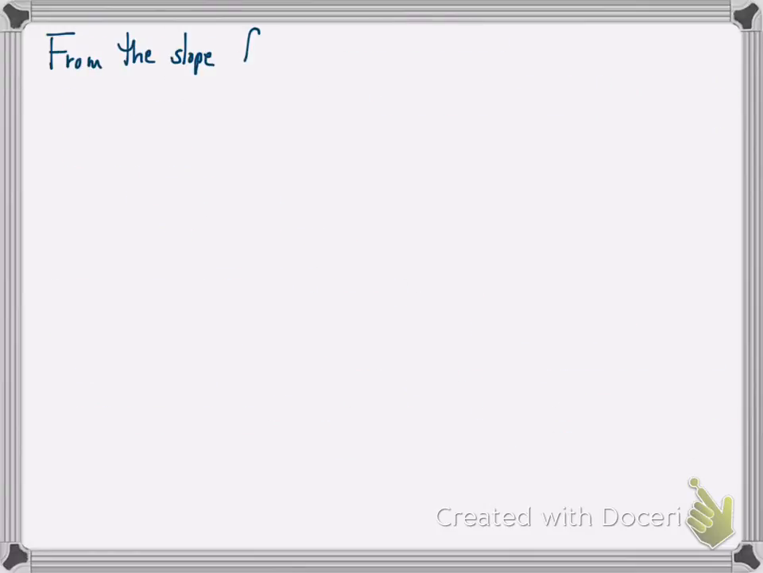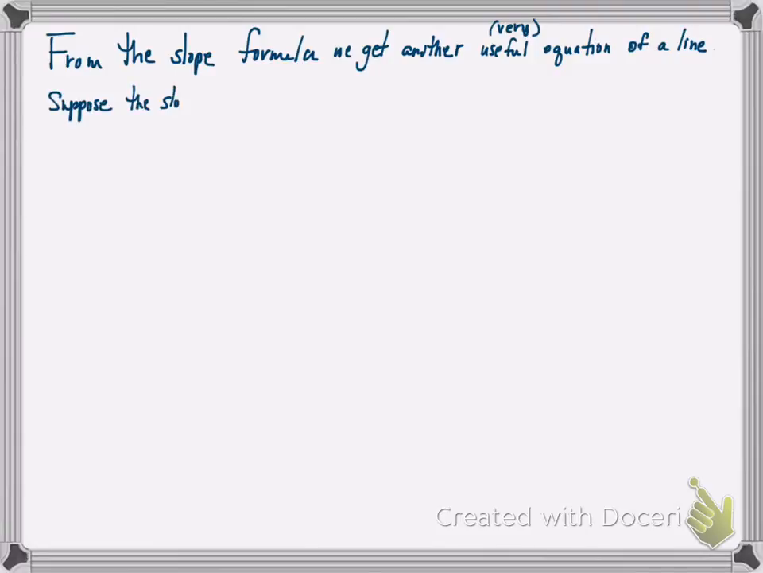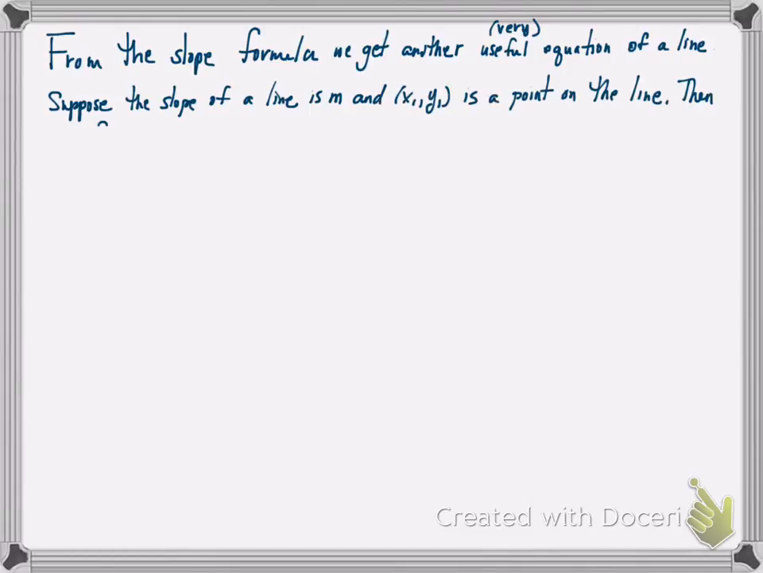Now, from the slope equation, change in y over the change in x, we get another useful equation, actually a very useful equation in calculus, of a line. So suppose the slope of a given line is m, and we know one point, x1, y1, on that line. Then every other point, x, y, on that line satisfies our slope equation, right? So m equals y minus y1 over x minus x1 for any point on the line. That's what it means to have that slope.